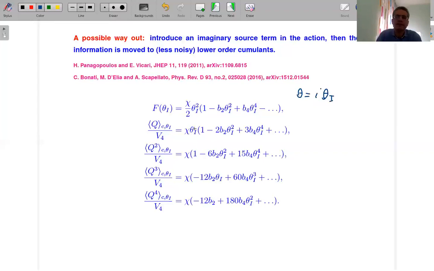But the improvement is that now even the expectation value of q, which at theta equals 0 is 0, has the information, if you determine the behavior of this expectation value as a function of theta_I, not only about the topological susceptibility, but also about b2, b4, and so on. Now, since this quantity is much less noisy than the higher order cumulants, that means that by adding a source term to the action, you are able to obtain information on the quantities that you are interested in from a less noisy quantity. So basically this is the rationale at the basis of this method of the imaginary theta.